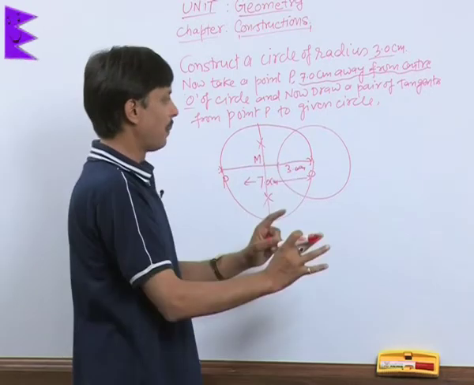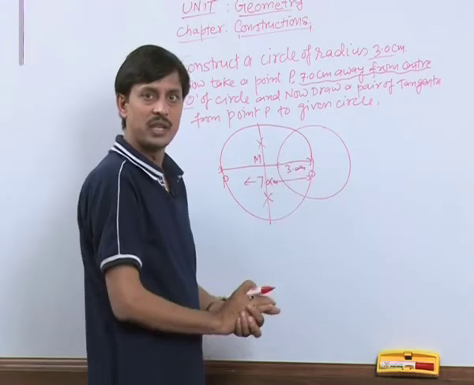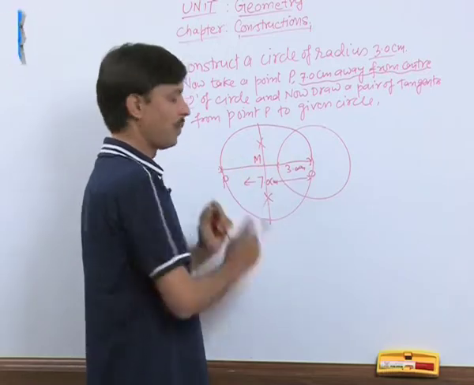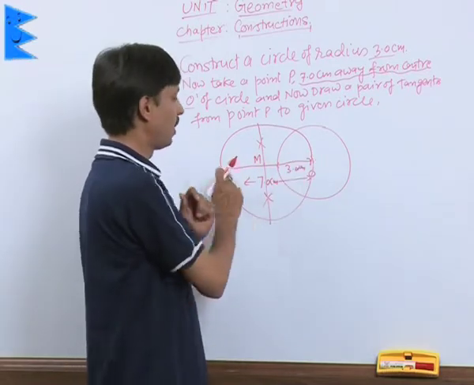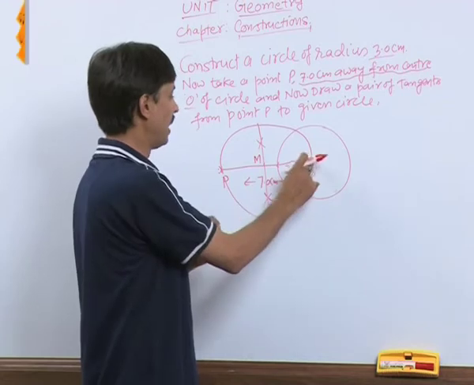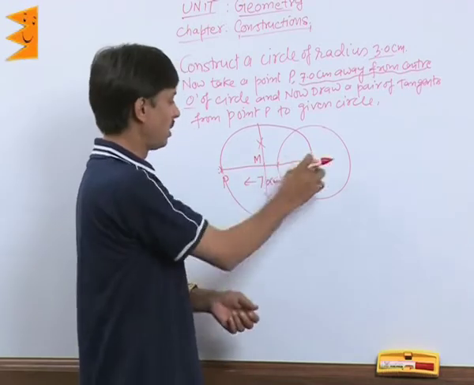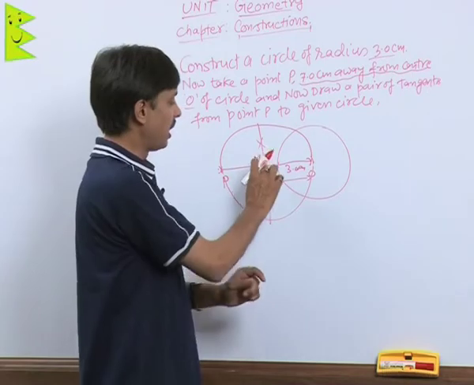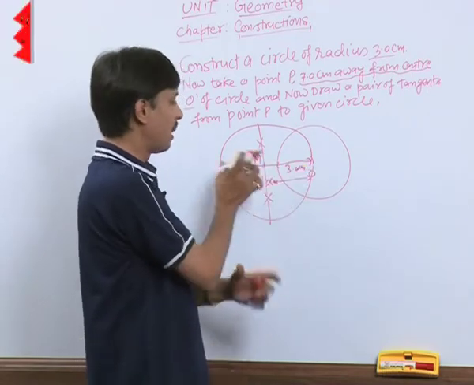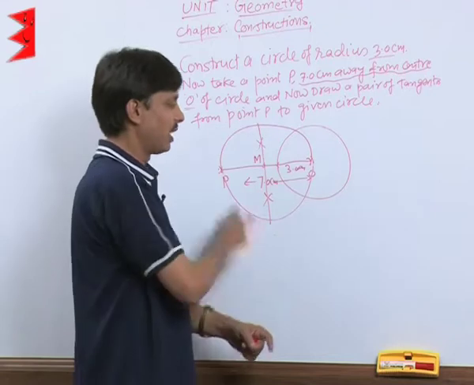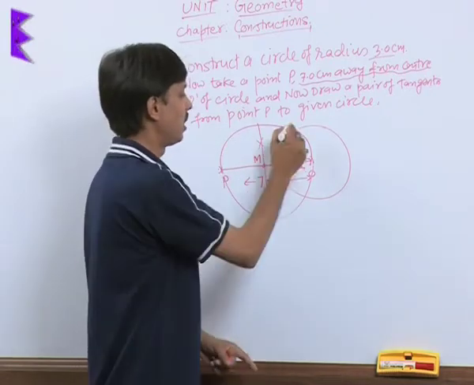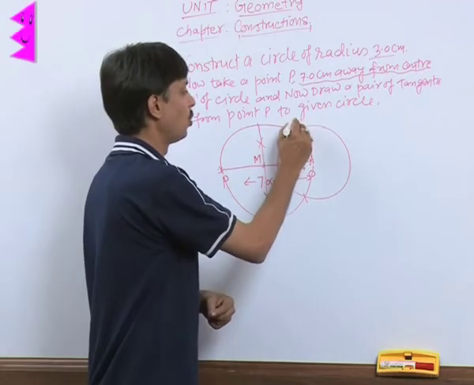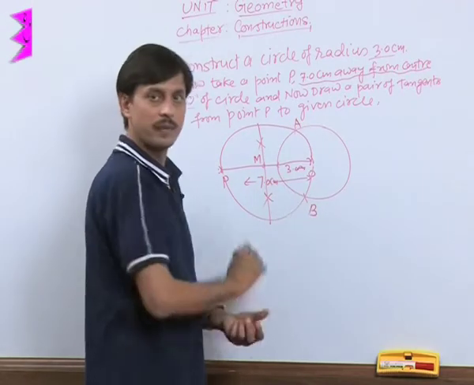Now what we have performed: we have drawn a circle of radius 3 centimeter by taking point O as center in the plane. We have taken a point P which is 7 centimeter away from O. We have drawn the perpendicular bisector of OP. Where this perpendicular bisector meets OP, this point is taken as M. By taking M as center and MO or MP as radius, we have drawn another circle which intersects our original circle at 2 points, A and B.